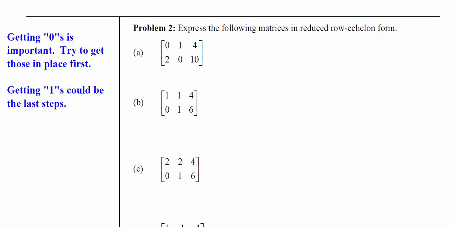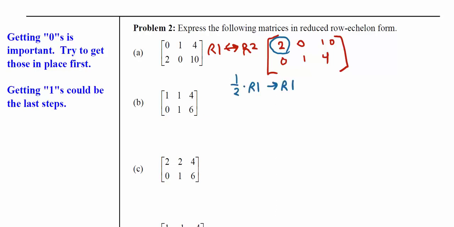So we'll go ahead and note that there's a 0, 0, and a 1. If we do row 1 and switch it with row 2, we get this setup with the 0 and the 0 and the 1 in the correct places. This 2 needs to become a 1, so we will propose that we do half of row 1 and put it back into row 1.